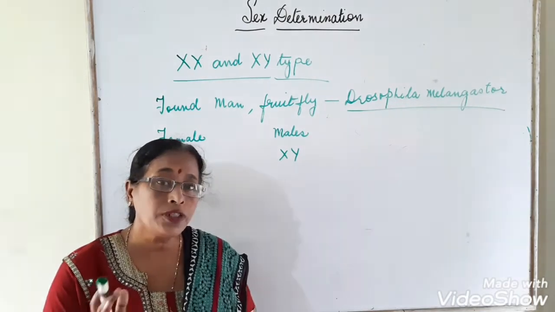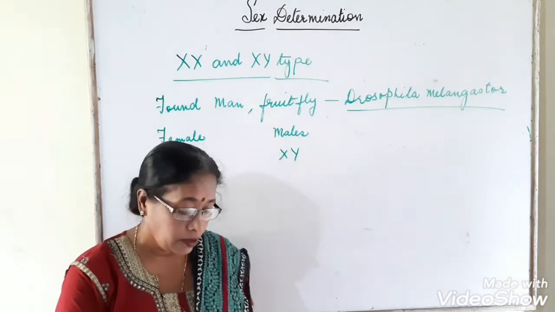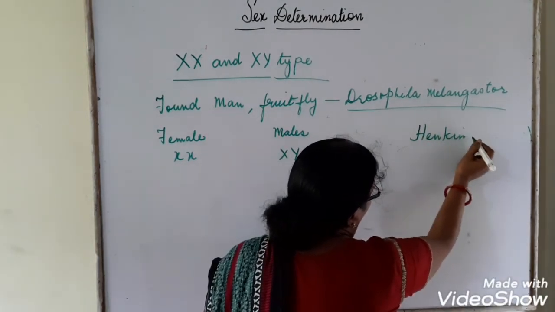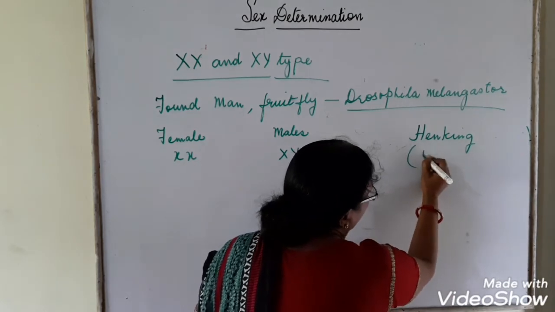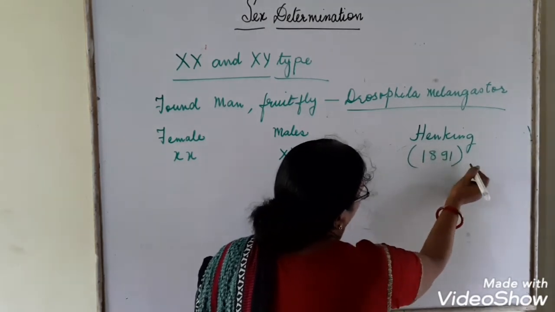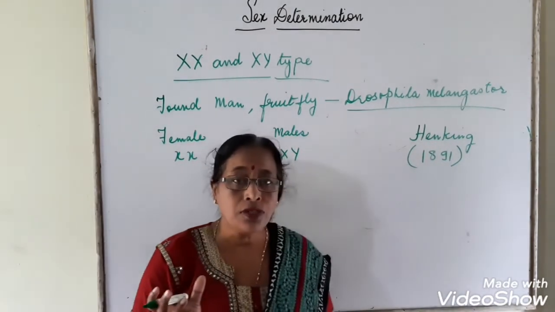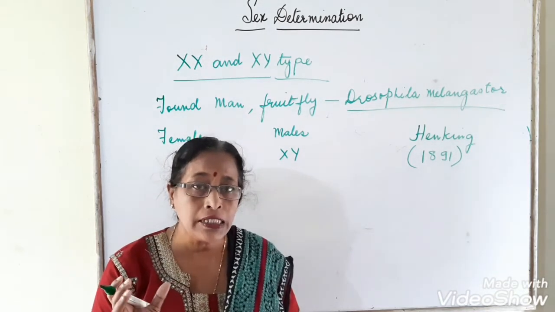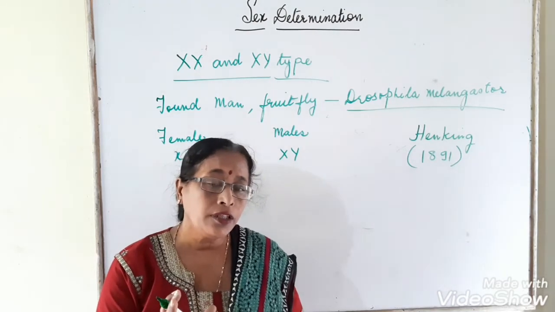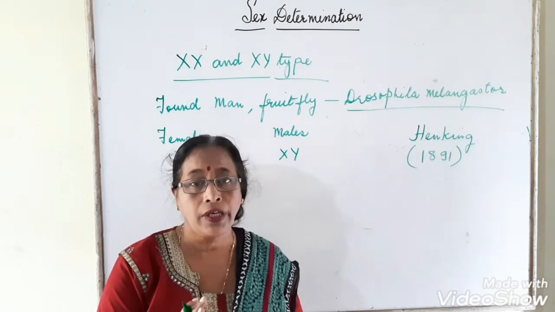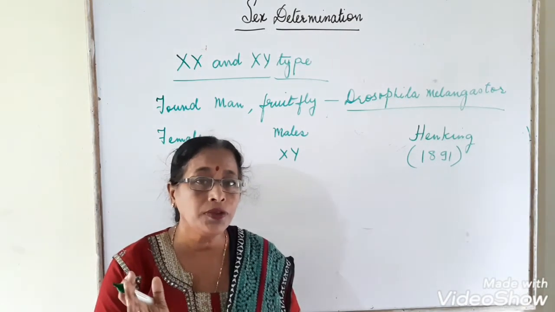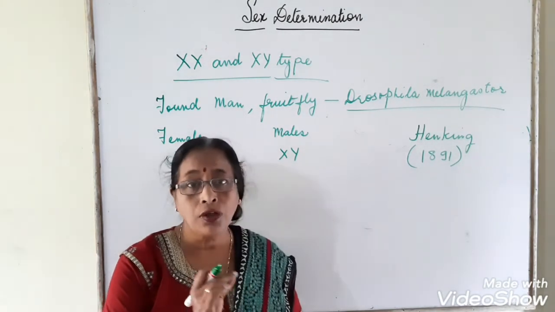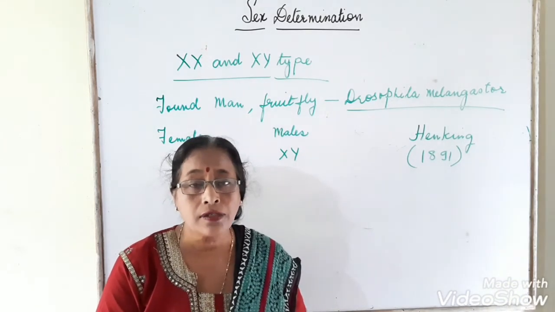The X chromosome was first observed by Henking in the year 1891. Henking saw some nuclear structure in the process of spermatogenesis of some insects, and he called it the X body. He found out that 50% of the sperms contain this X body, and 50% of the sperms are without this X body. Further studies revealed that this X body of Henking is actually the X chromosome.